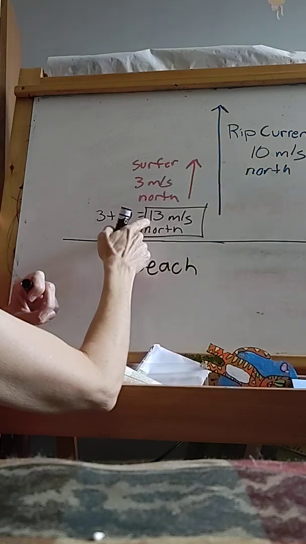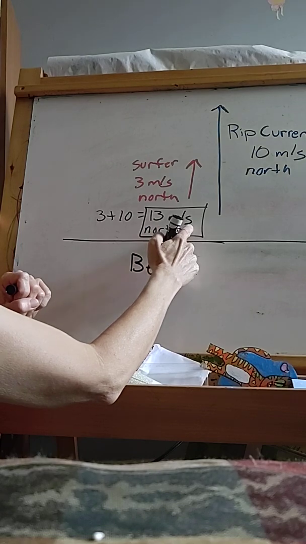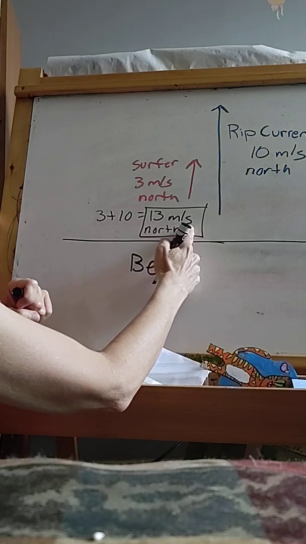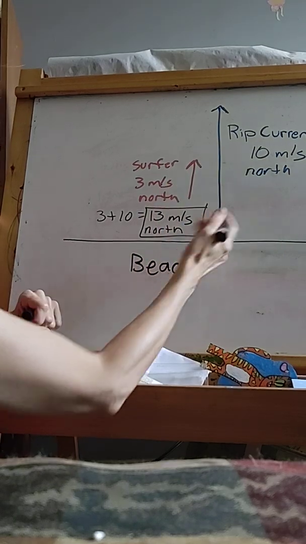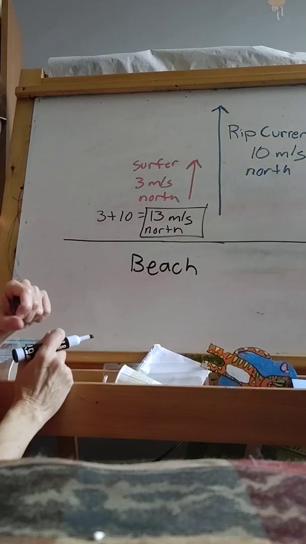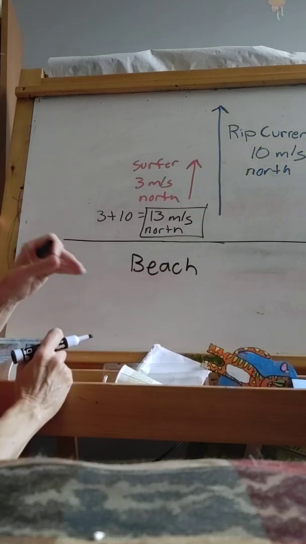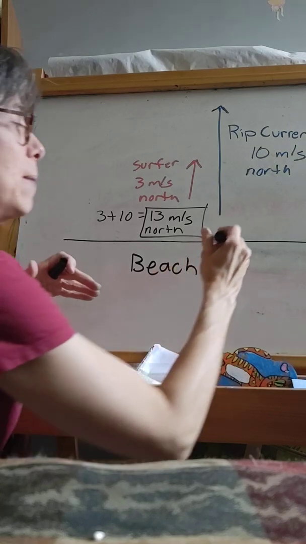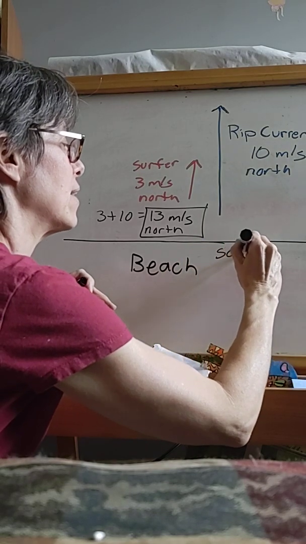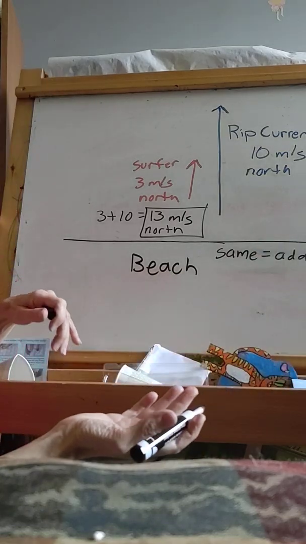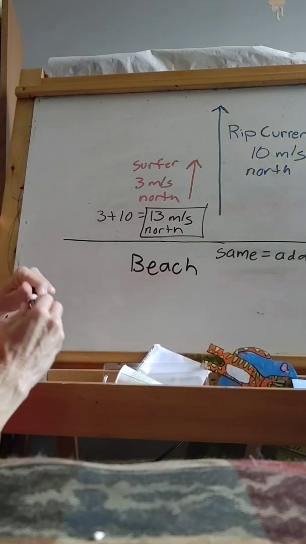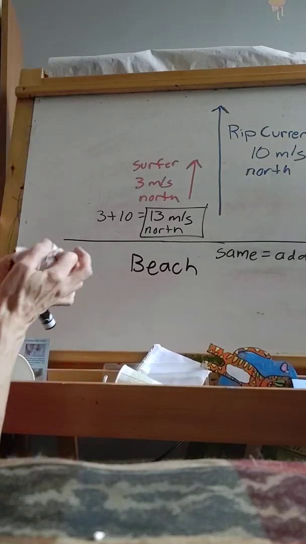You have to give the number, the magnitude. Make sure you use units. In this case, it's meters per second. And make certain you give the direction. In this case, they're both going north, so our final direction is going to be north. Anytime the vectors are going in the same direction, we are always going to add. And you might want to write that down. Just put a little note for yourself somewhere so that you can remember it.